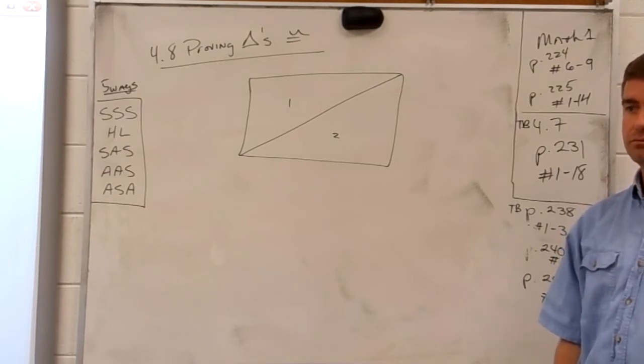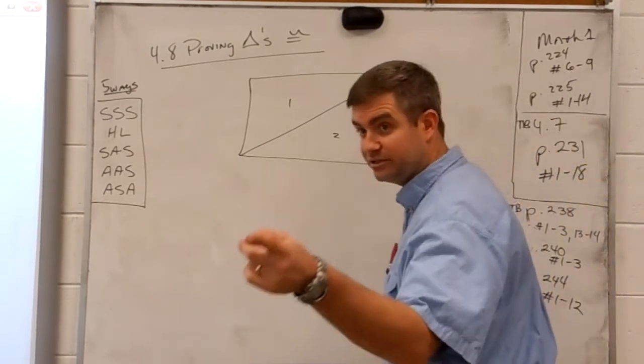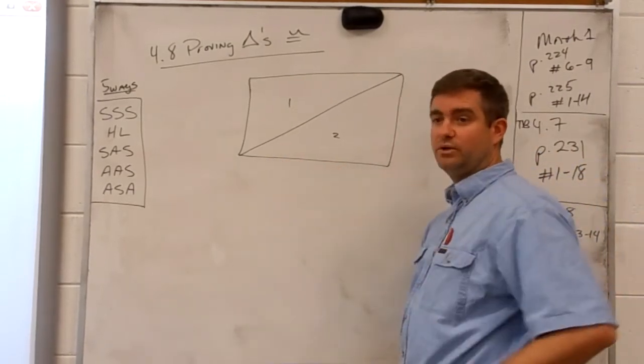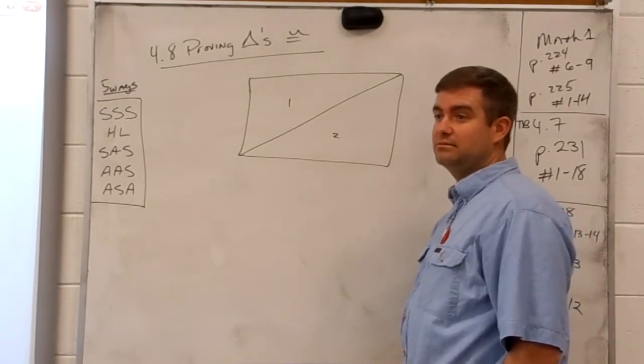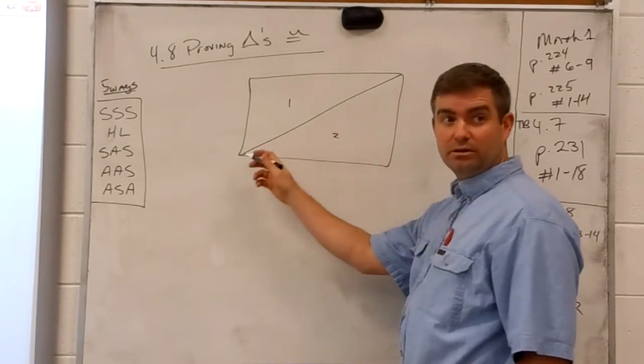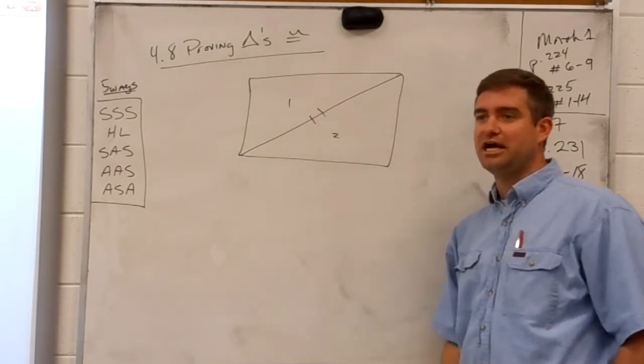They're triangles. They make a rectangle. They're adjacent. They're side by side. What else? They share a side. Right? The diagonal of the rectangle is a side that they share.